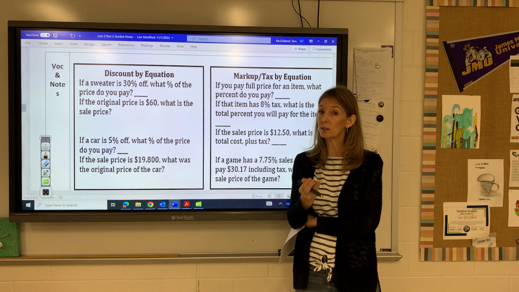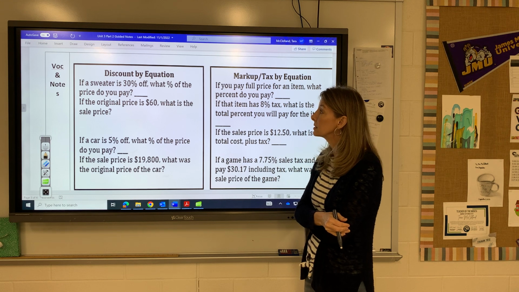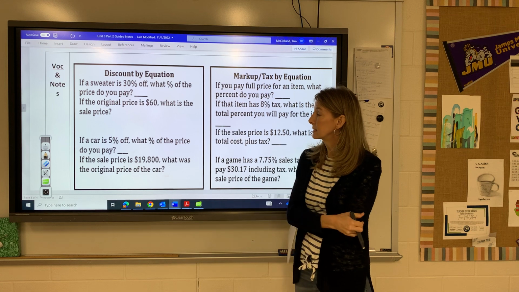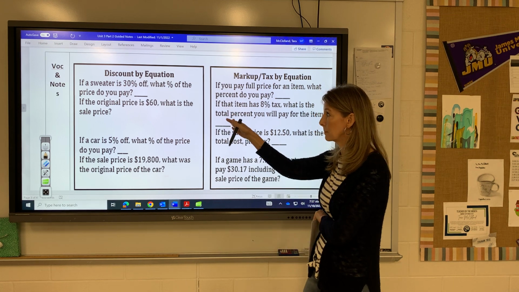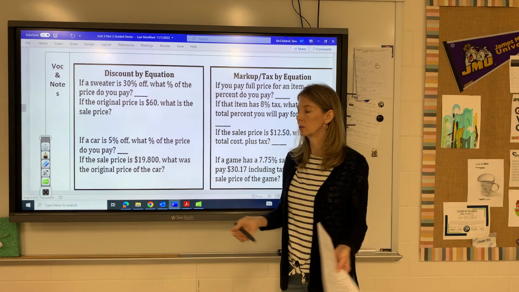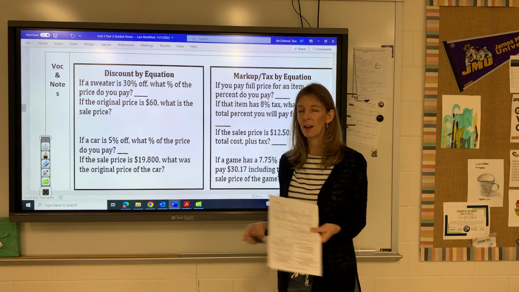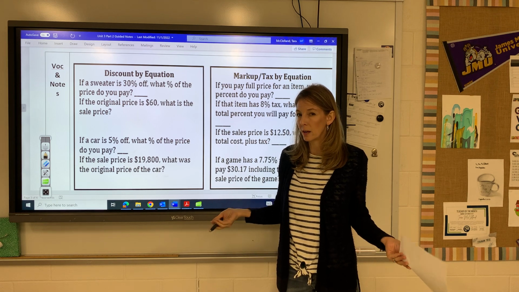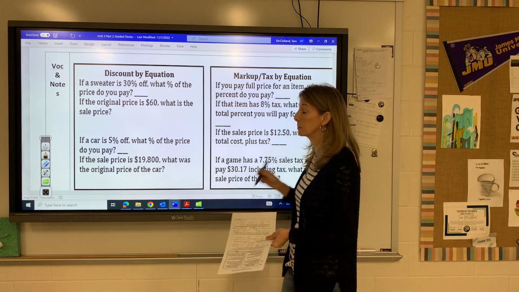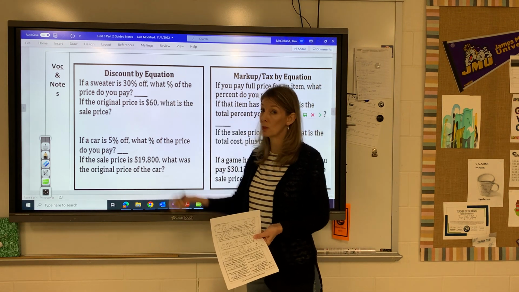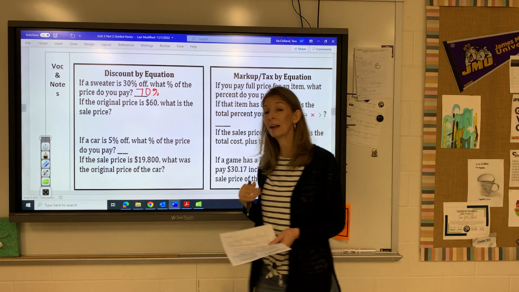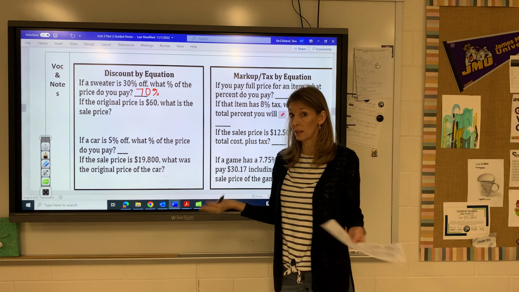It says, if a sweater is 30% off, what percent of the price do you pay? And if the original price is $60, what is the sale price? So again, let's think about that. If you go into a store and there's a sign on this rack of sweaters that says they're 30% off, that means you're not having to pay the full 100%. What percent are you paying? Well, you're simply doing 100%, take off the discount, the 30%, and you know that you're paying 70% of the original price.